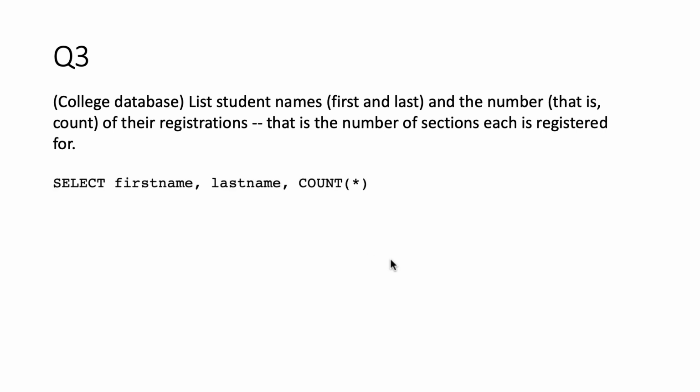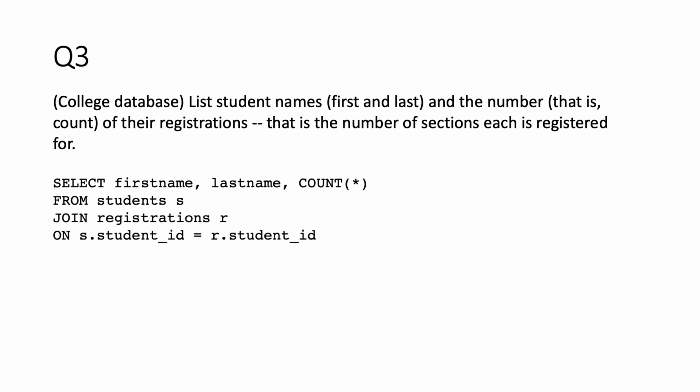So what we're going to do is select first name, last name, and count star, because obviously we want the number of sections each student is registered for. And since we don't want the course name, the course table need not be involved in this at all. We can just manage everything from the registrations table and the students table, right? Because we're just saying how many sections each student has taken. So we first take students, join it with registrations, and of course we join it based on student ID.